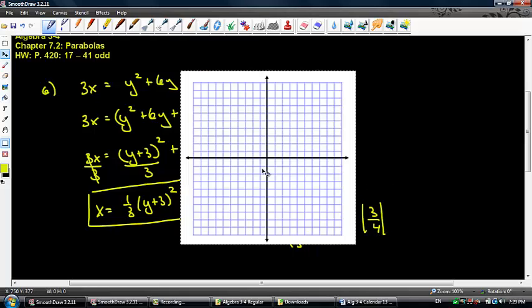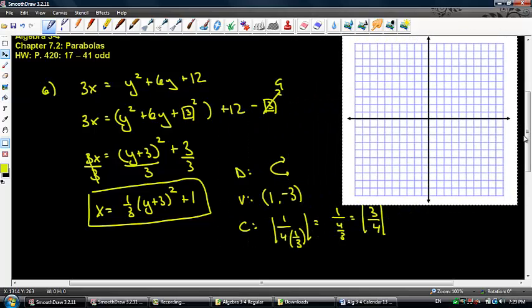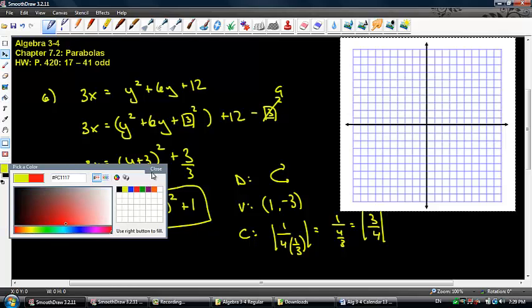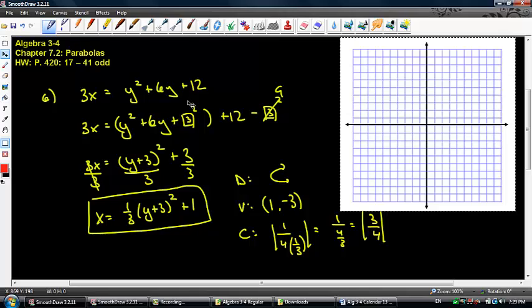So let's graph this thing. Let's change colors here. Okay, so my vertex is (1, -3), so I'm over 1, and 1, 2, 3 down. It's a right-facing parabola, so that's what it's going to look like. My focus, remember, needs to be inside the parabola, so this 3/4 distance is going to be to the right 3/4. The directrix is going to be outside the parabola. It has to be. So it's going to be 3/4 of a unit outside the parabola.